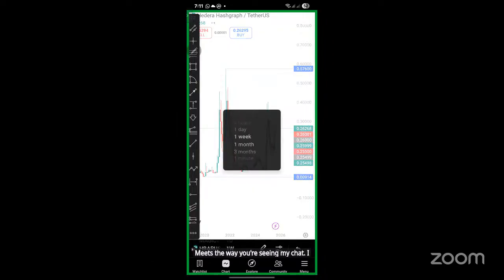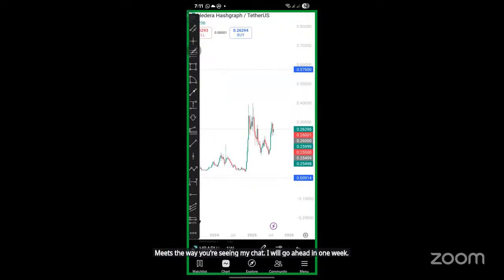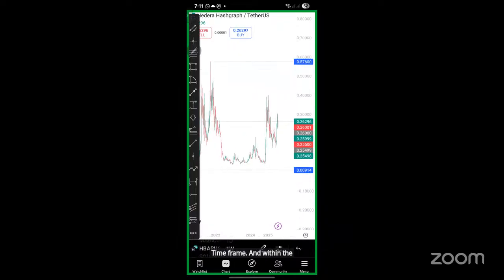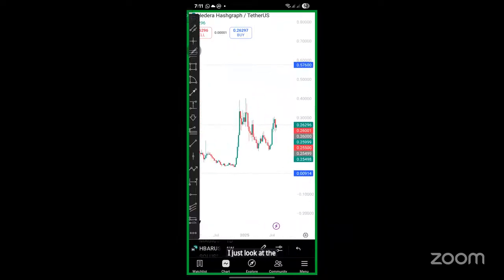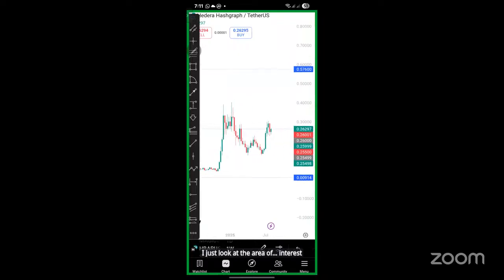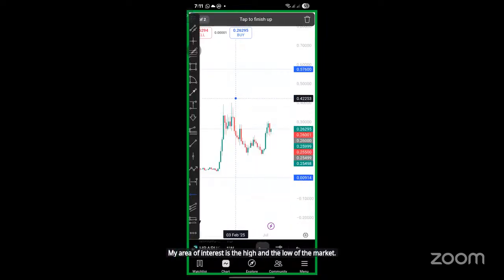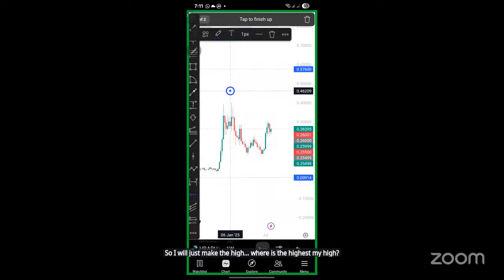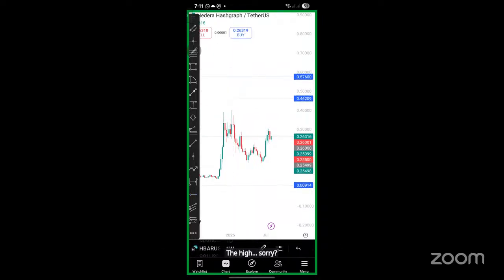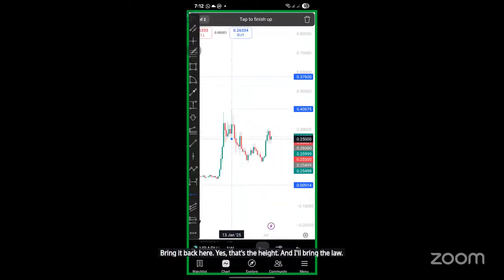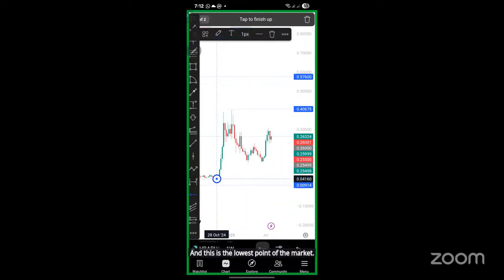I will go ahead in the 1 week time frame. And within the 1 week time frame, I will not disturb myself. I'll just look at the area of interest. So within my 1 week, my area of interest is the high and the low of the market. So I will just mark the high. Where is the high? This is my high. Yes, that's the high. And I will bring the low. And this is the lowest point of the market. So this is my trading range within 1 week.